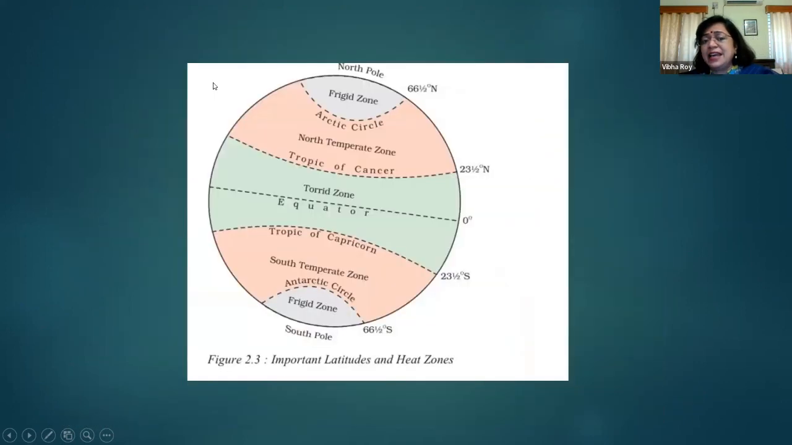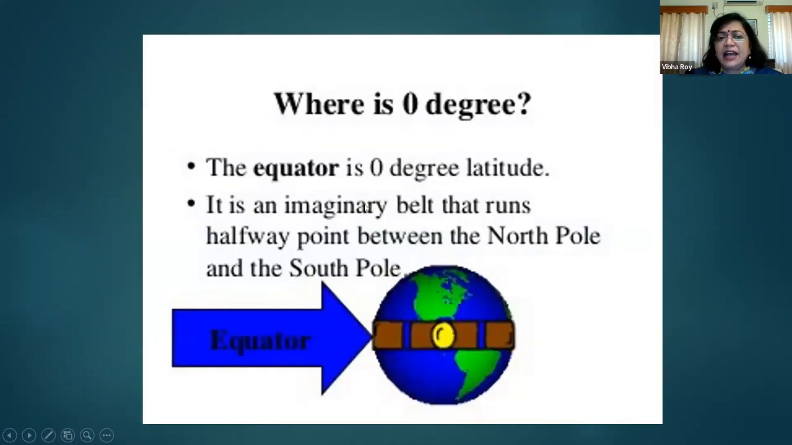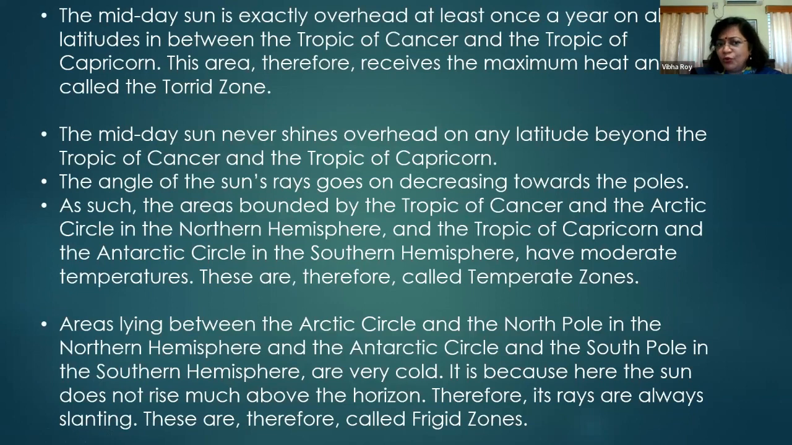So why this heat zone? Why is this called the torrid zone? What is the reason for that? Because the sun is moving between these two, Tropic of Cancer and Tropic of Capricorn only, and the maximum heat is received in this zone. That is why it is called the torrid, very, very hot zone.